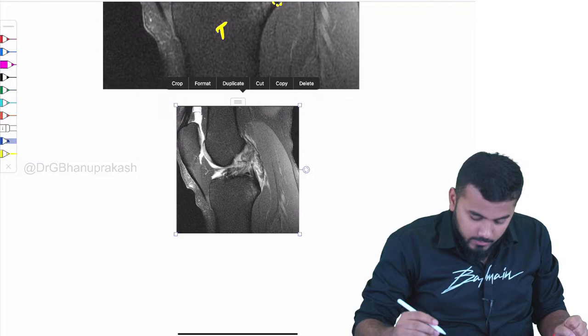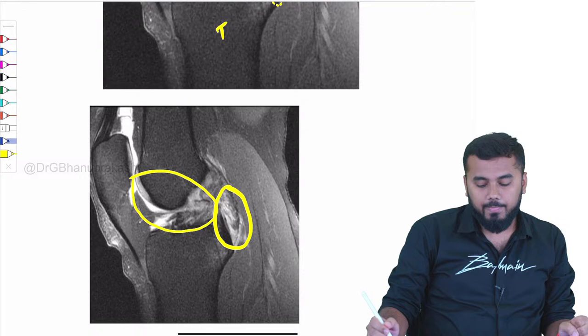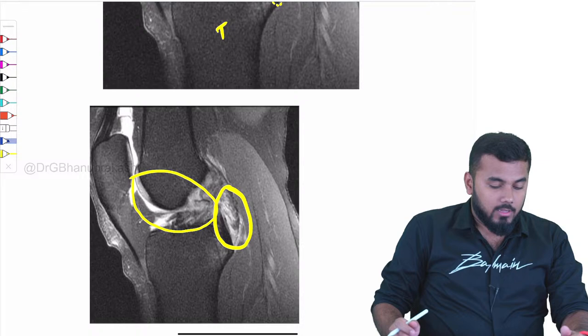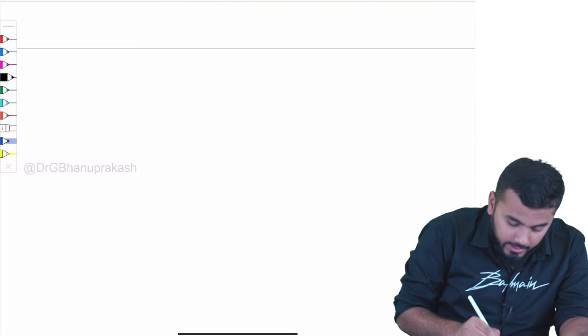Look at this. There is a hyperintense lesion here. So this will be what? This will be both ACL as well as PCL tear. Okay, fine. Very good. Excellent. Right, we are done, guys. We are almost done with the concept now.